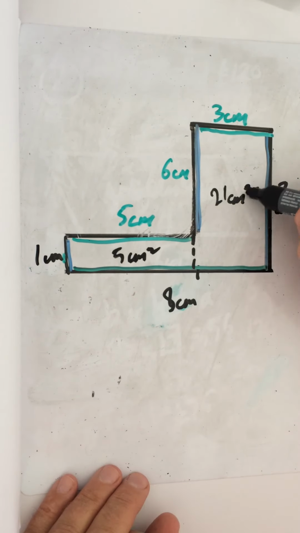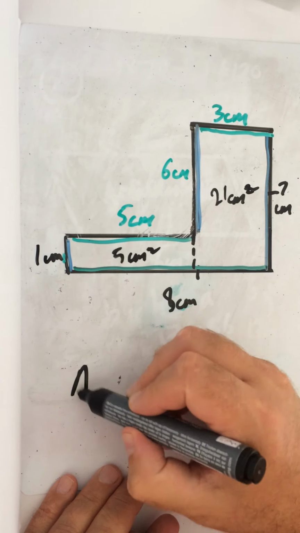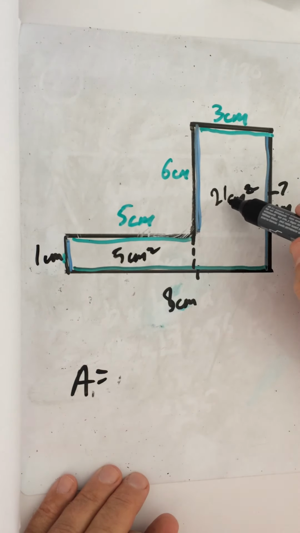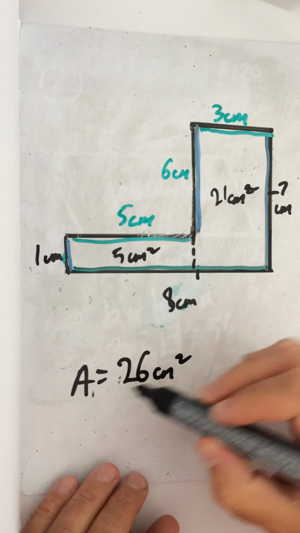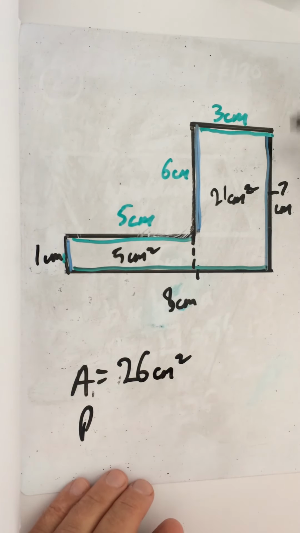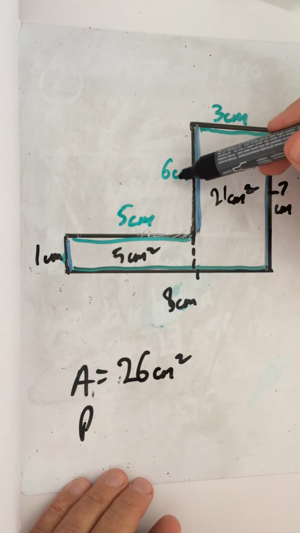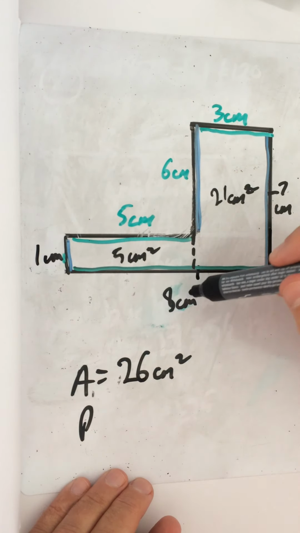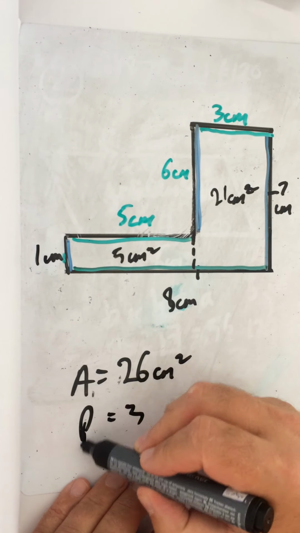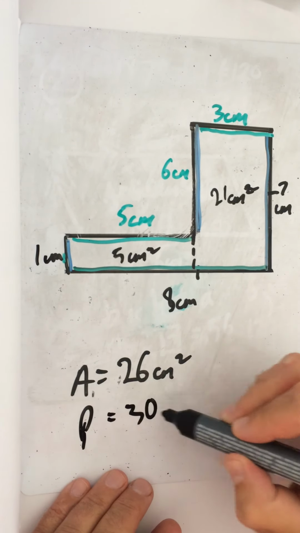I did area first here, didn't I? So area equals 21 and 5, 26 centimeters squared. Let's work out the perimeter, just adding them up, isn't it? 7 and 3 is 10, 10, 16, 21, 22, 30. Perimeter is 30 centimeters. Okay, hopefully we can remember these from before.